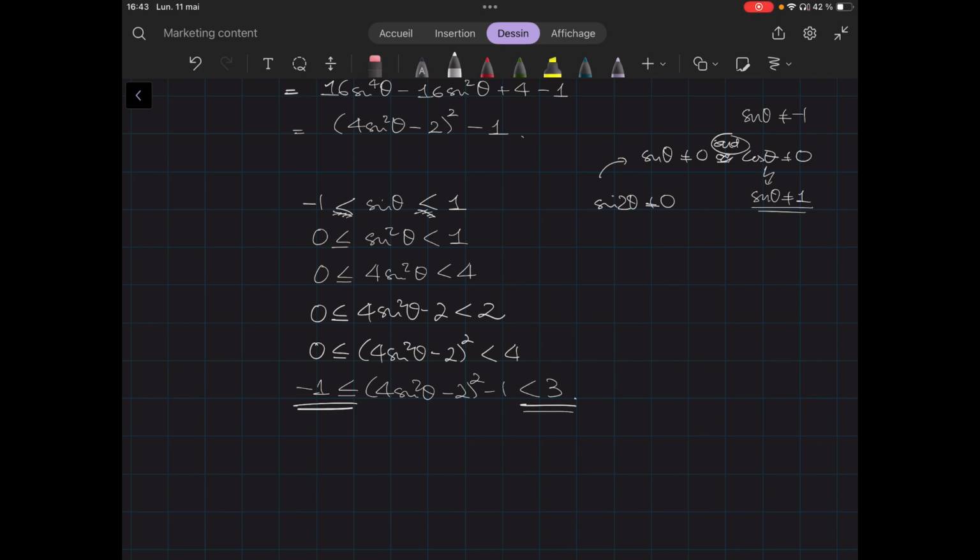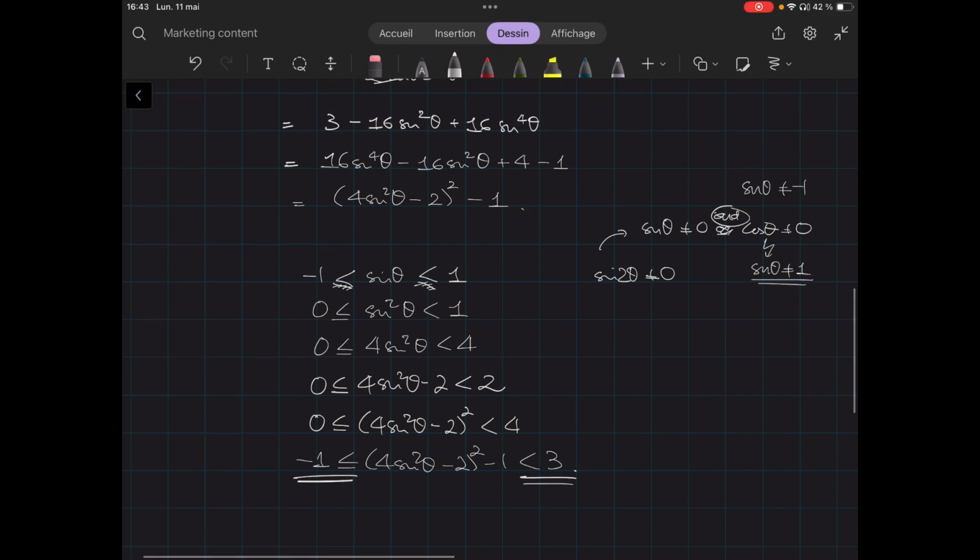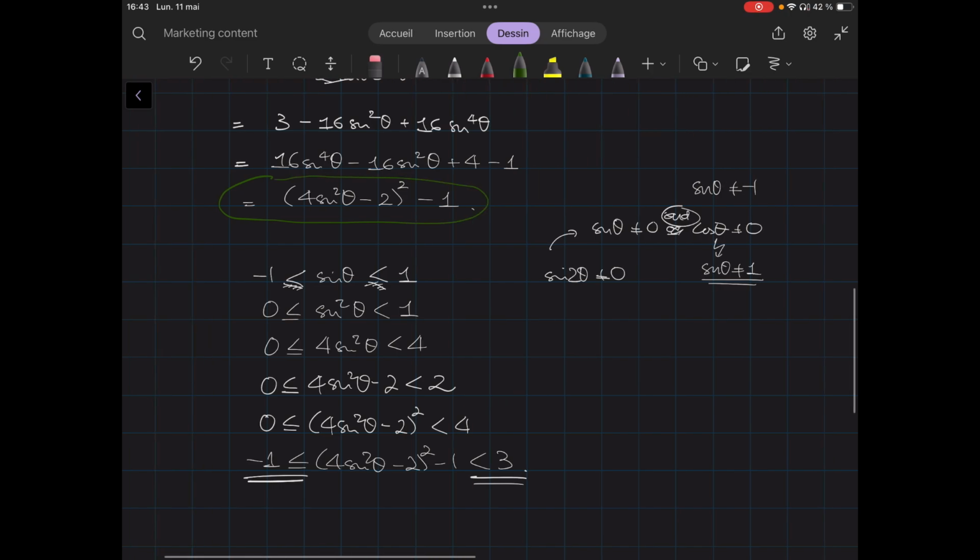This is tricky for 2 reasons. One is that most students would not think of using a valid method to find the maximum and minimum value of this. Two is the additional restrictions required, as sine of x or sine of theta cannot be equal to 0. This is quite a demanding proof and pretty hard to nail right. So if you manage to get it, give yourself a pat on the back. Great job.